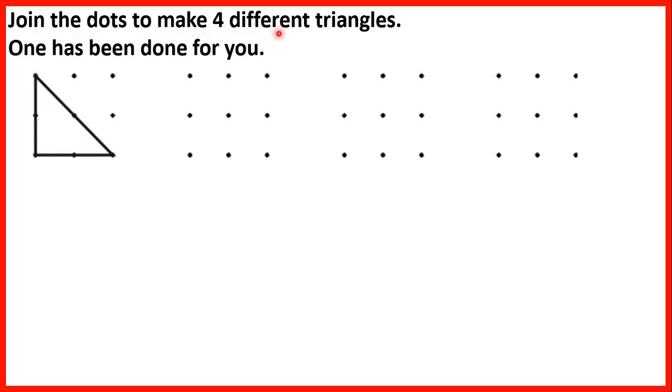Join the dots to make 4 different triangles. One has been done for you. So they've given us this right-angled triangle here. There are lots of possible solutions for this question, but we could make another smaller right-angled triangle. We could make an isosceles triangle like this, or make a smaller isosceles triangle. So there are lots of possible triangles that we can make, but the main thing to understand is that if they want 4 different triangles, that means that if you rotate or if you turn one of your triangles, it can't be the same as one of your other triangles.